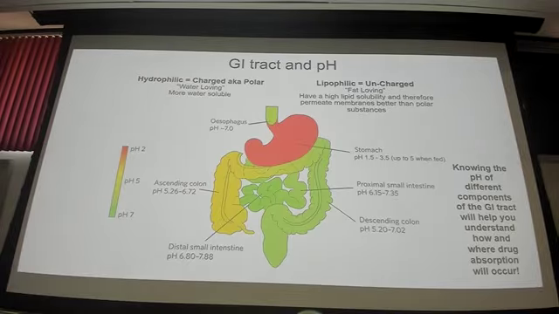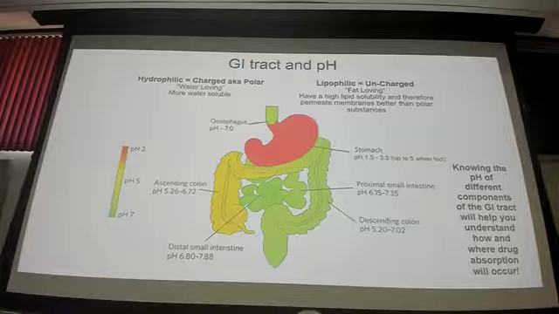And so, when we take drugs given orally, it's very important that we understand and know the different pH values for the entire GI tract, because that will dictate which drugs are absorbed where. All right? Does that make sense?